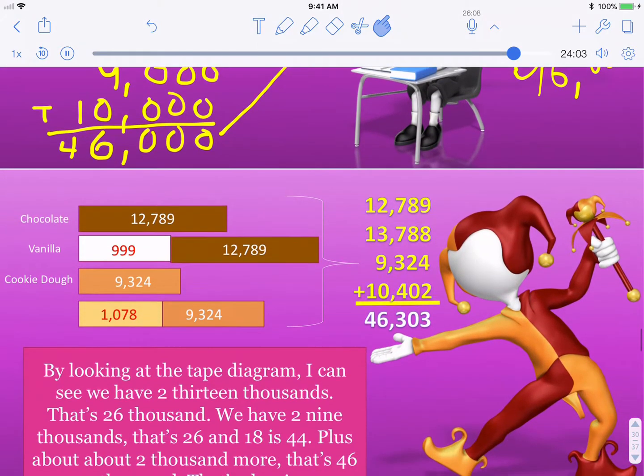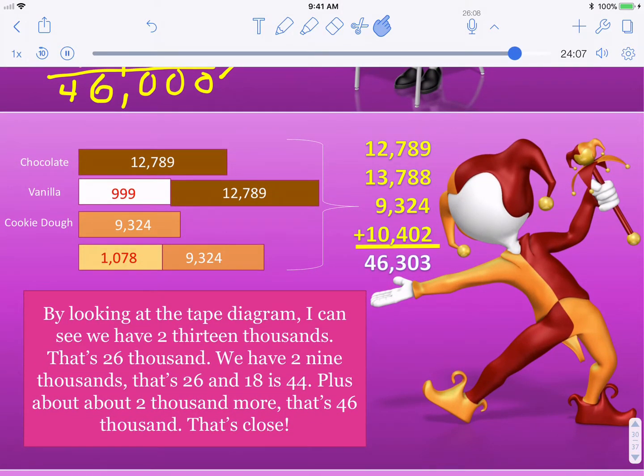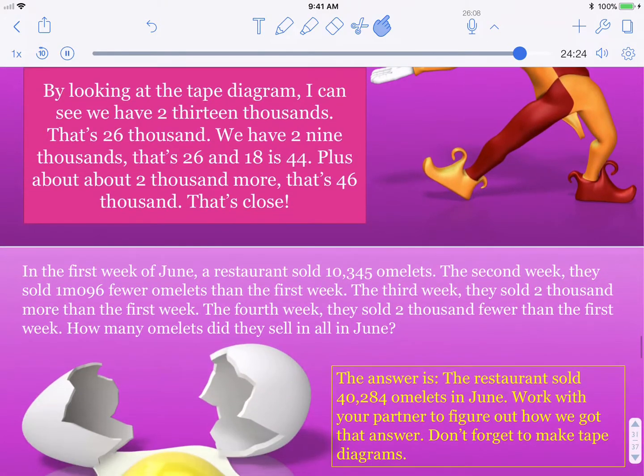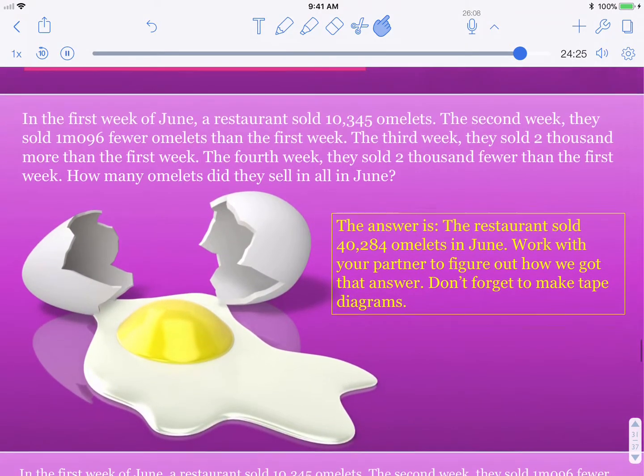Okay, by looking at the tape diagram, I can see we have two 13,000s, that's 26,000. We have two 9,000s, that's 26 and 18 is 44. Plus about 2,000 more, that's 46,000. That's close.